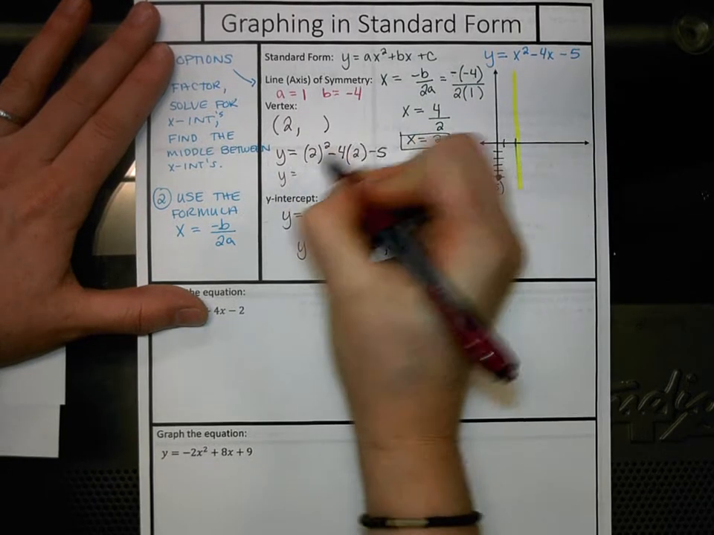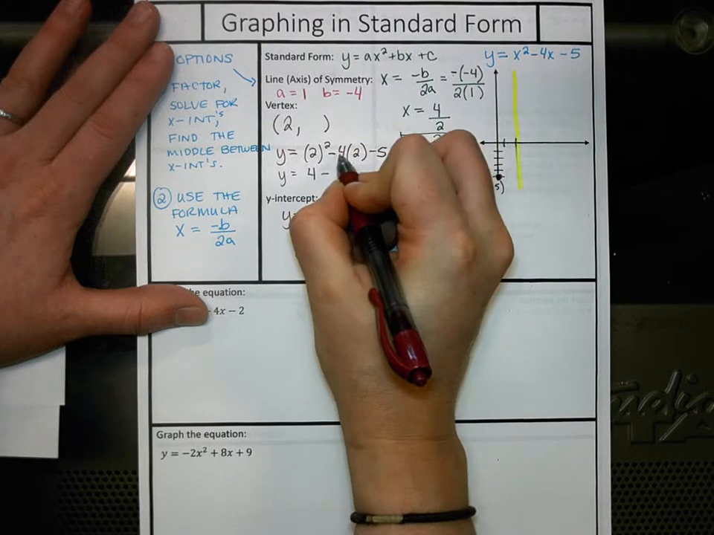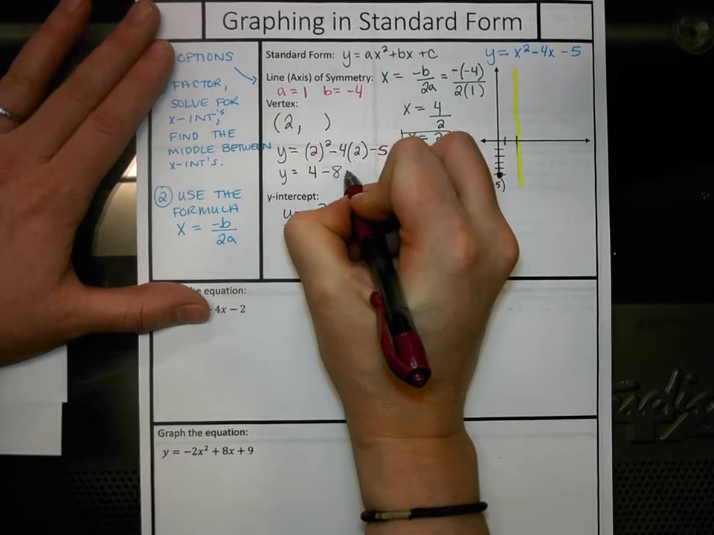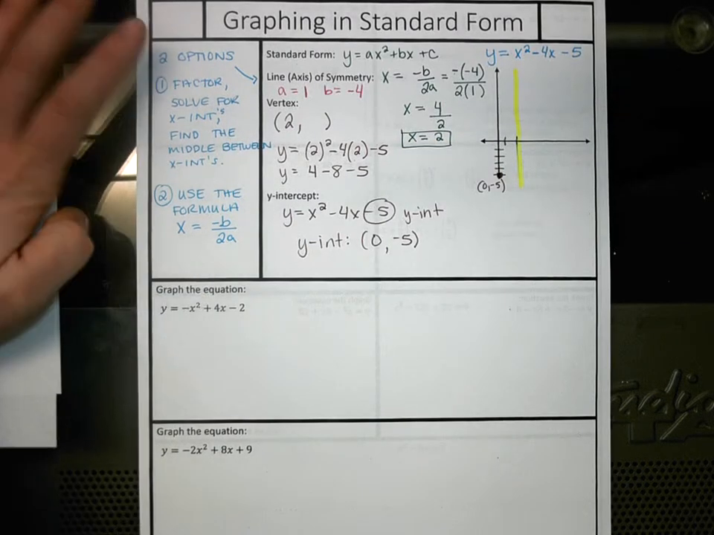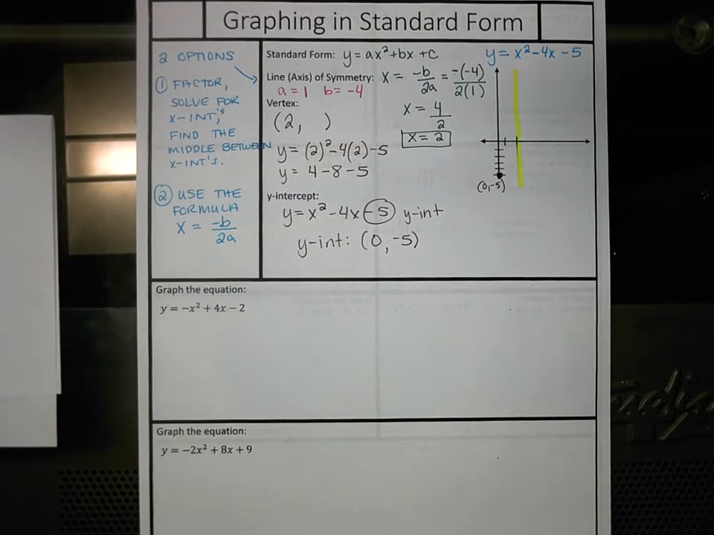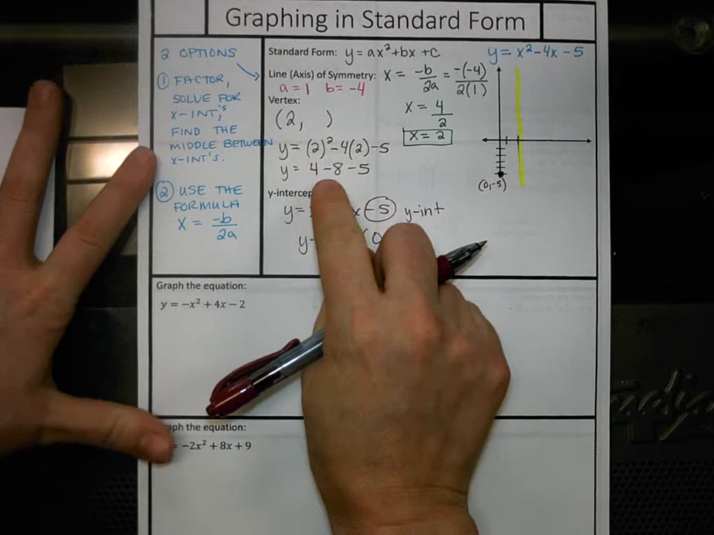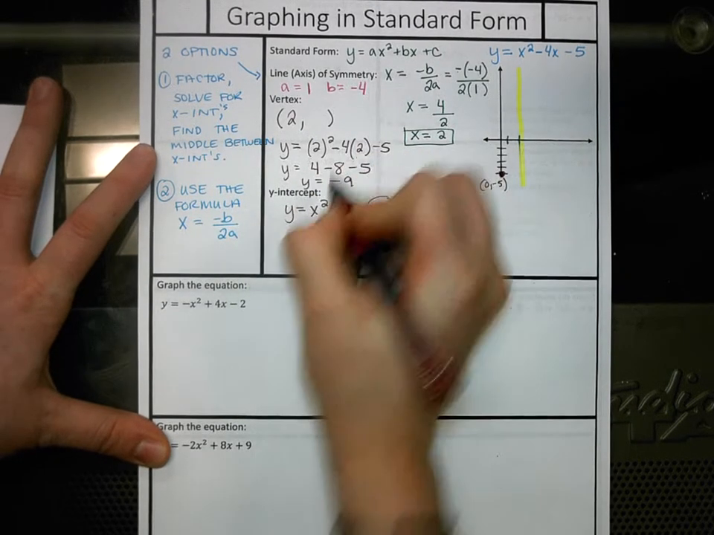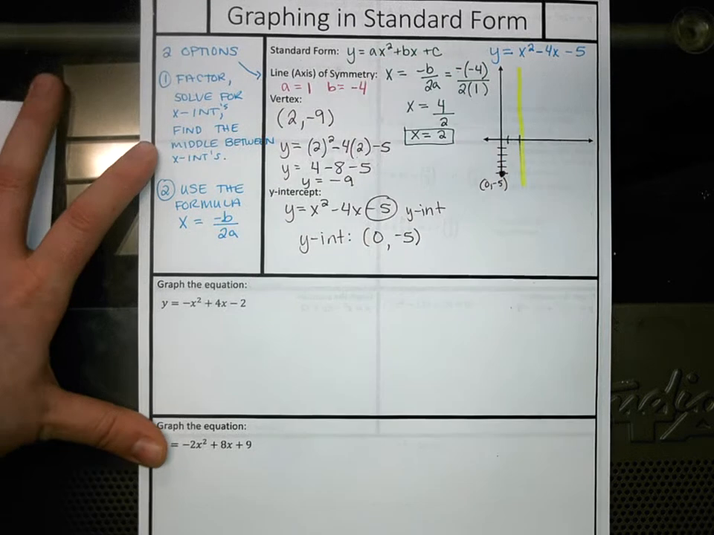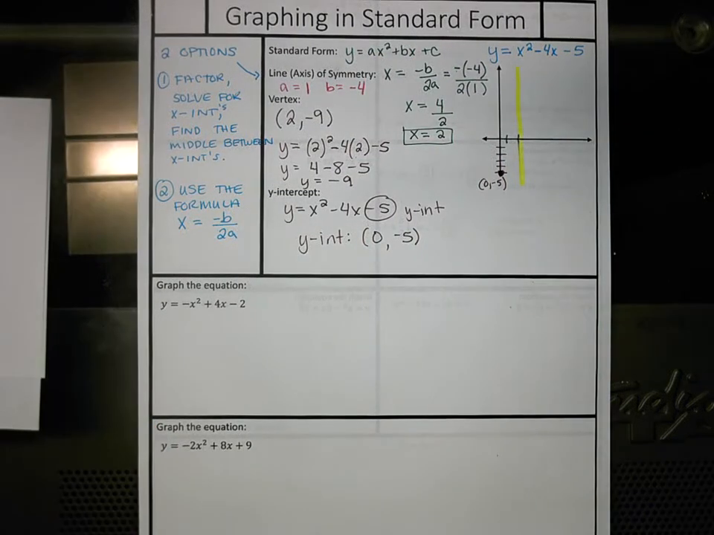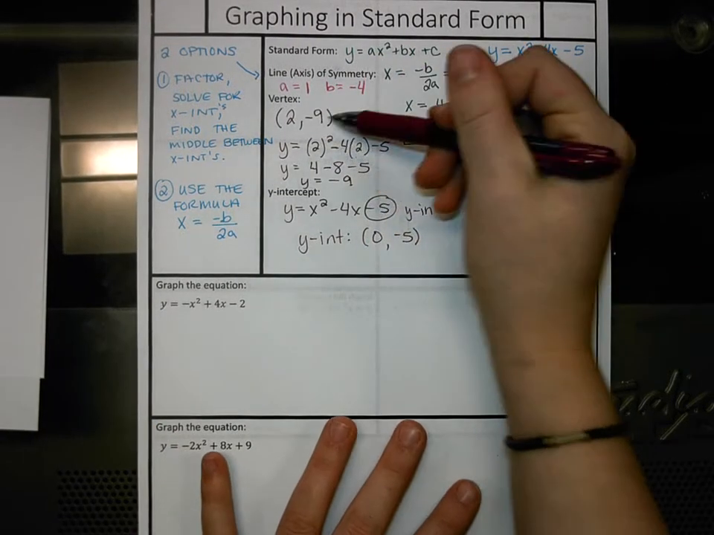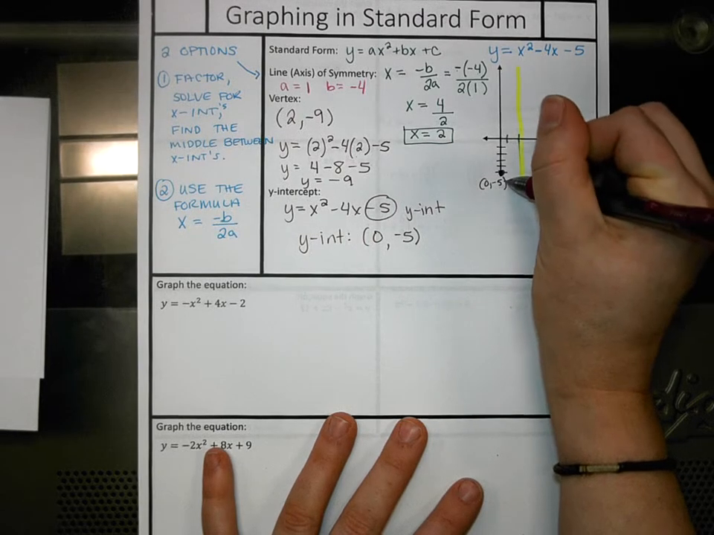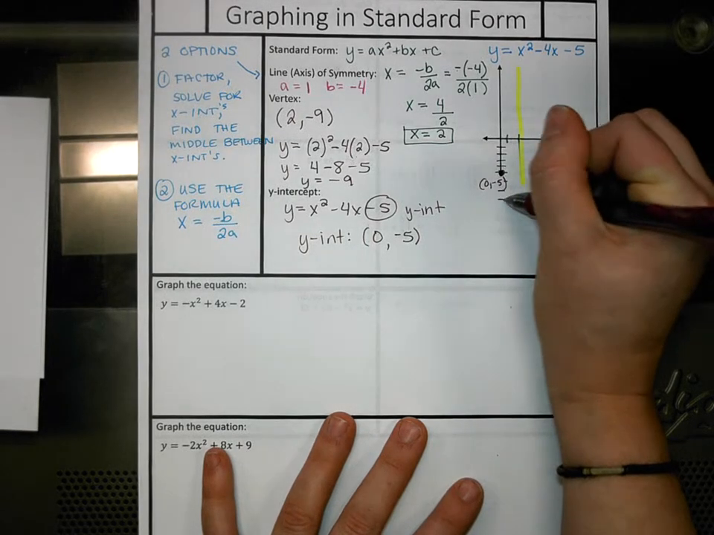What is 2 squared? Good. And 4 times 2? 8 and minus 5. So 4 minus 8 is negative 4, and negative 4 minus 5 is negative 9. So that negative 9 is the y value of my vertex. And we're going to plot it to negative 9. So I need to make more values here. That's 6, 7, 8, 9.